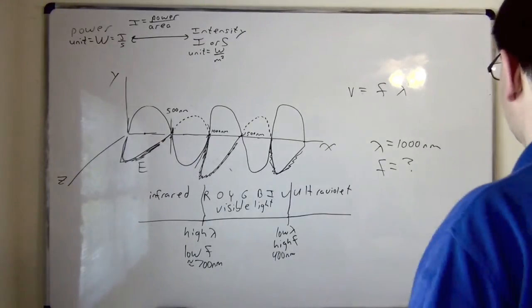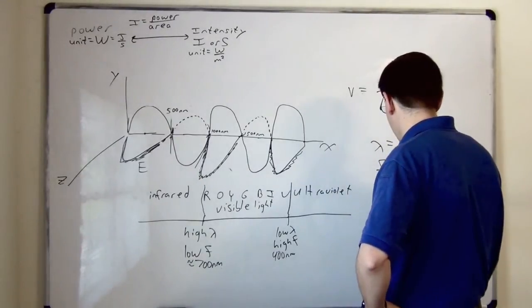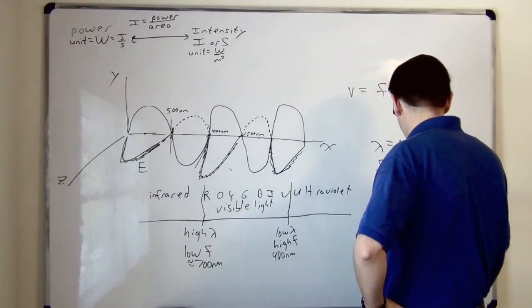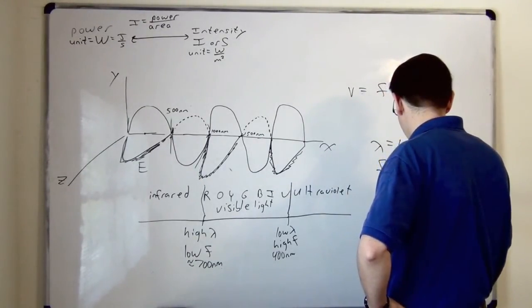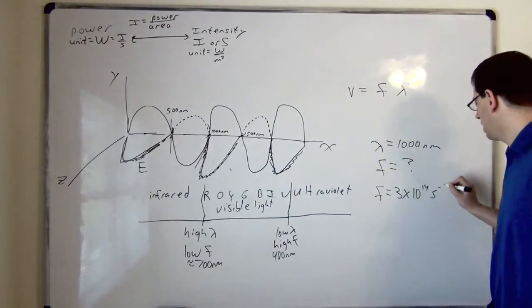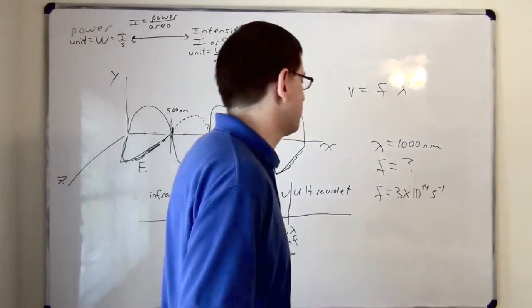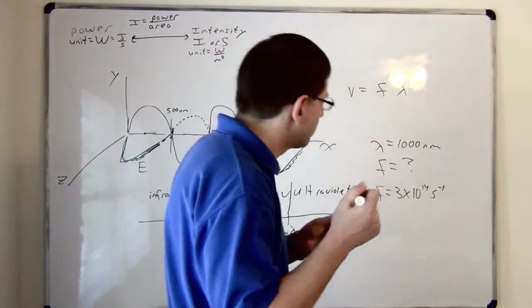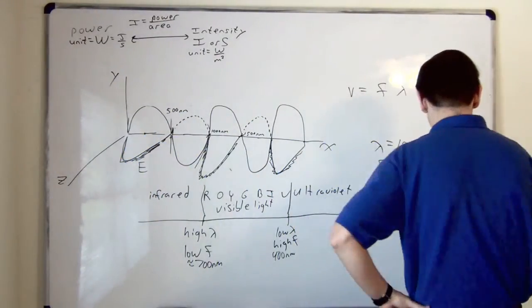Good. That was a good process. What was your answer? 3 times 10 to the 14. And you ended up using these units, so it's good that you put in your units. Or I guess hertz. You can use hertz. That's good. I was going to ask you what the name of that unit is. That's good to know.